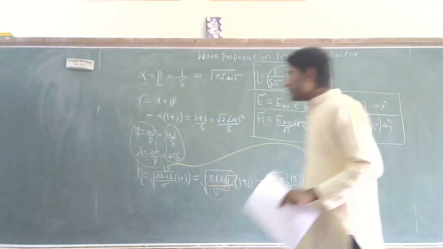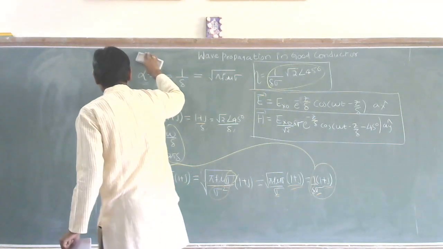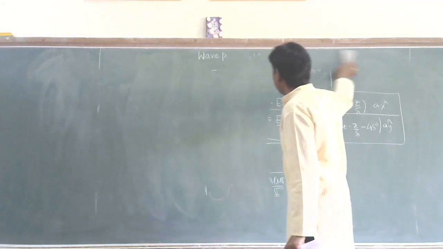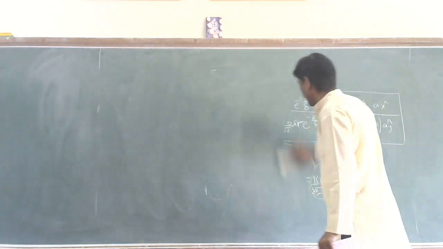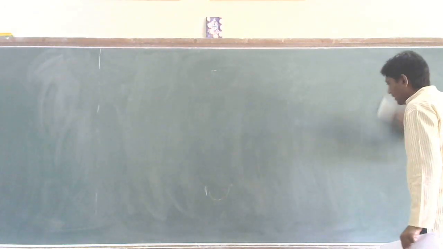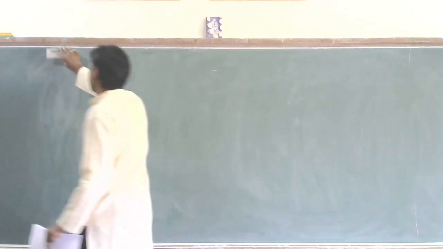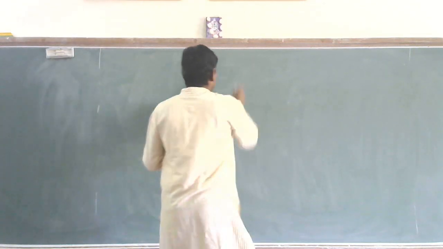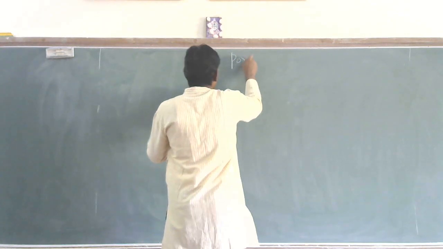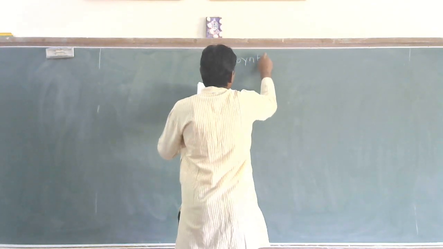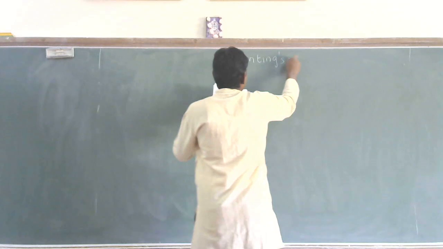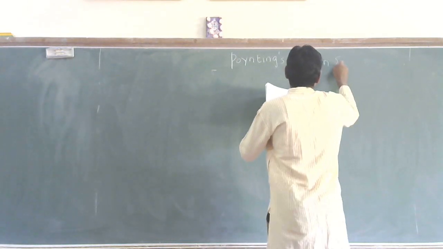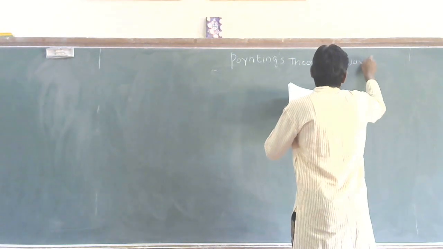So we are now left with the last topic of this module 5 and of this course, that is Poynting's theorem and wave power.